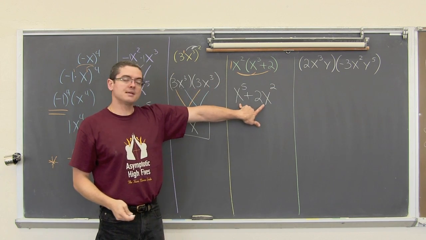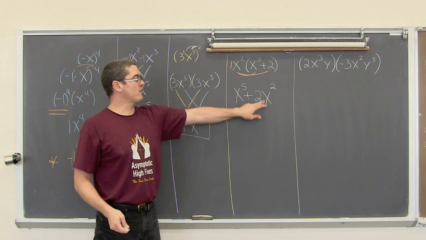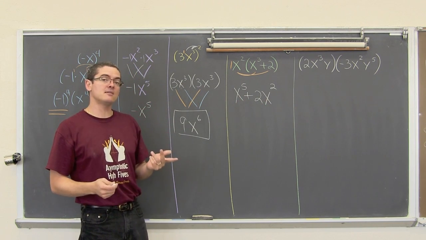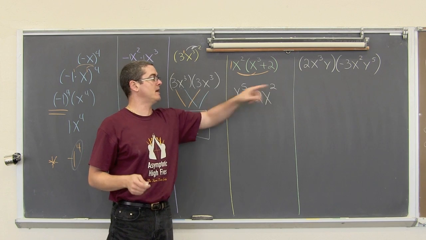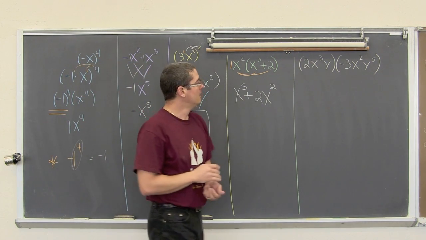These are not like terms. Both of these terms have the same variable in them, so they both have an x. So you might think that they're like terms, but this has 5 of them and this only has 2, so they're not like terms. Please do not add them together.